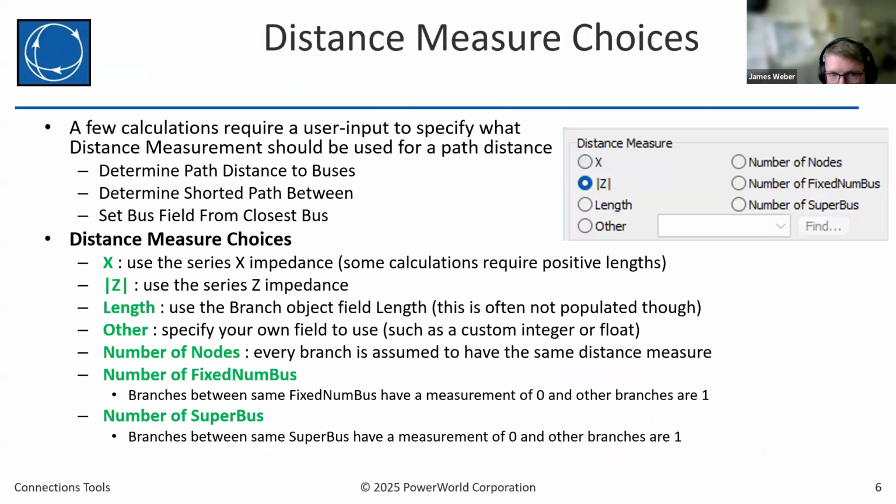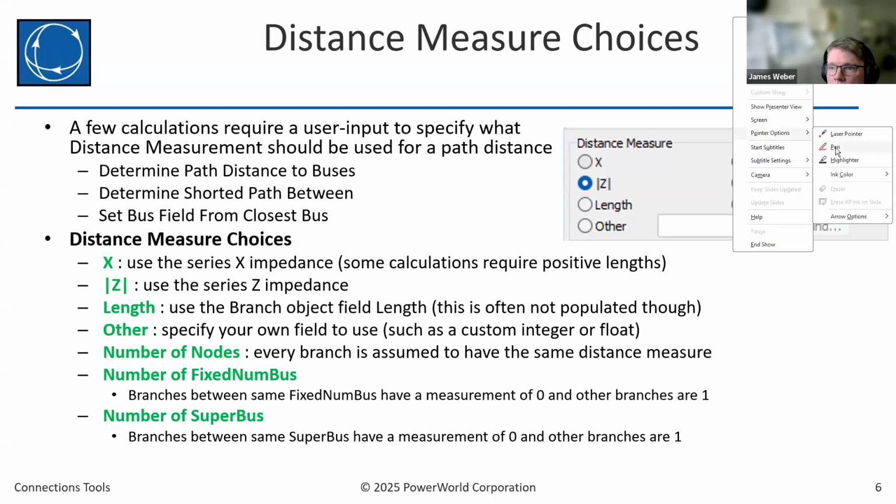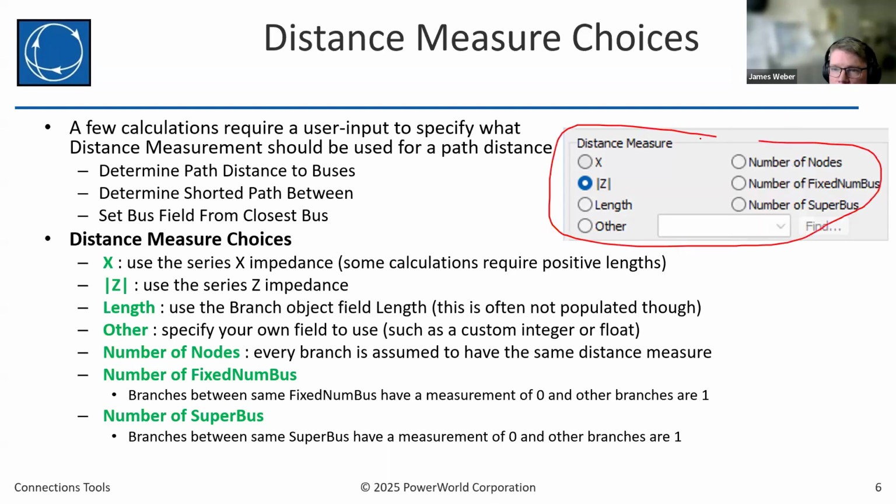As far as the weights go, in the tools where we're treating the edges as having a distance associated with them, all of those tools are not directed graphs. There are things like determine the path distance between buses, determine the shortest path between two buses or two groups of buses, and setting things to the closest bus. Those tools will have something on the dialog that looks like this. A script command will have a similar option.